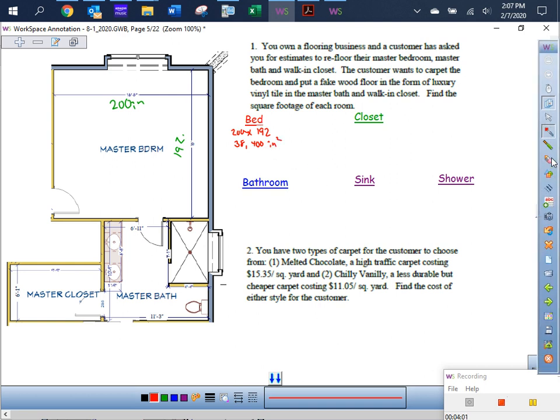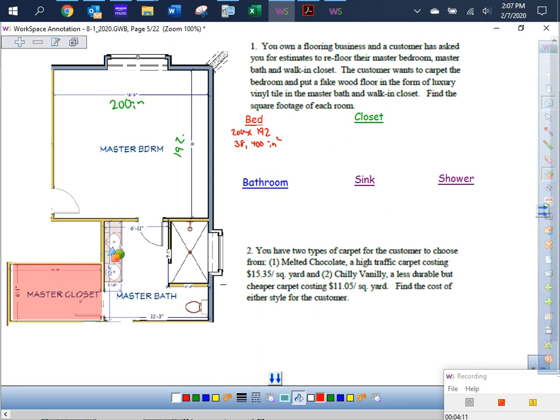So, got my bedroom in square inches. That's nice. Now I'm going to go check out this closet right here. As you can see, it is nice and rectangular. There's no goofiness in the way like cabinets or anything like that. So I'm just going to change all those dimensions.